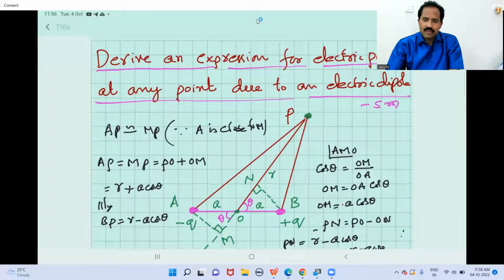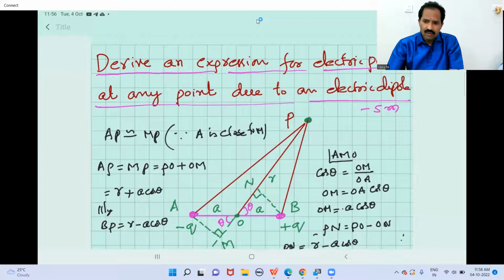Today we shall derive an expression for electric potential at any point due to an electric dipole. So there is one important question in this chapter, that is electric potential and capacitance. So we have electric potential at any point due to an electric dipole.